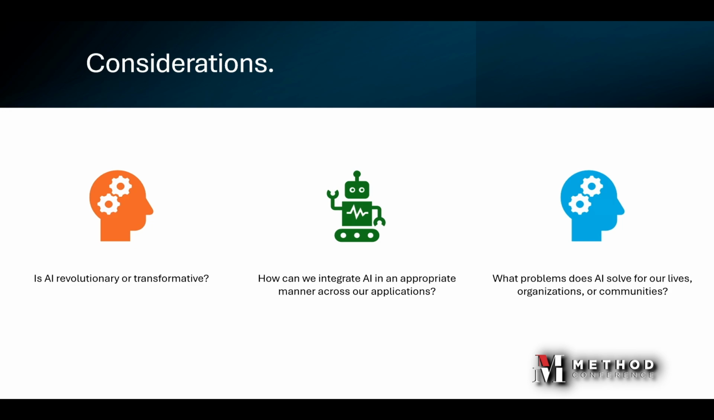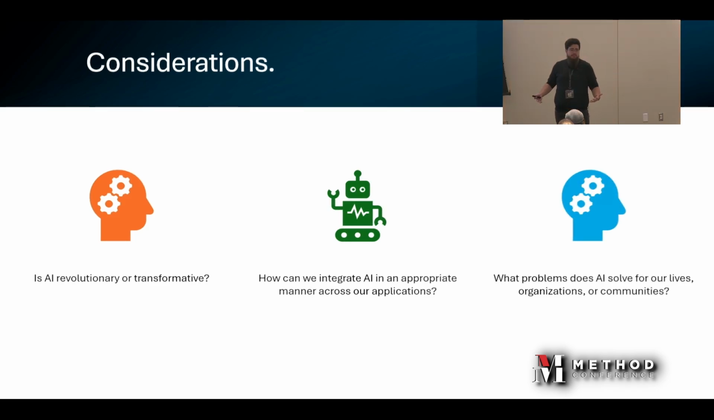So these are the 3 questions that I want everybody to consider as we go through this talk, because these are questions that I want you to form your own opinions on, because this will inform your own development processes, right? Is it revolutionary or is it transformative? By revolutionary, I mean it will upend our daily life. You will all be on universal income and nobody will work.